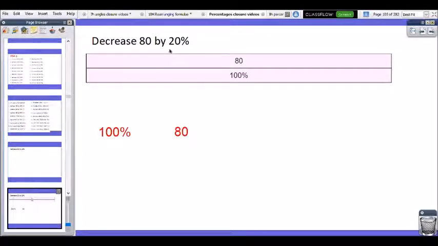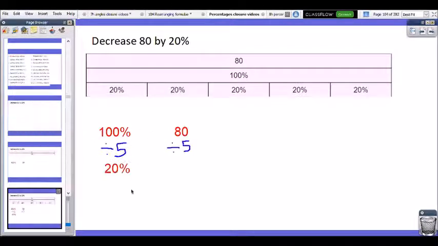Let's find 20% of 80. What calculation takes me from 100% to 20%? Well, if I divide it by 5, that takes me to 20%. I know that because 5 lots of 20% fit into 100%. So to find 20%, you're chopping 100% into 5 equal parts, aren't you?